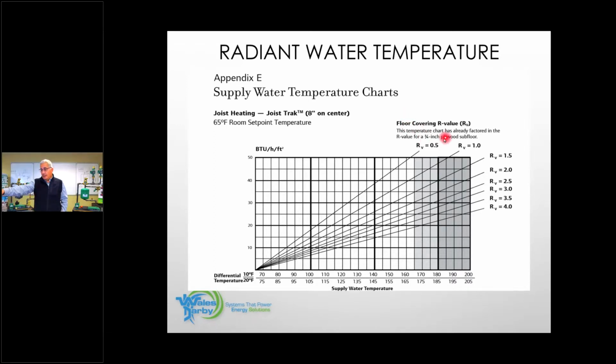So if I'm going to use tile, and I got BTUs on the side here, so 35 is going to be right about here. That's where it crosses, and I go down here. It gives me 2 water temperatures. All right, so if I'm right here and I go down, I'm probably going to be at about 135 degree water at a 10-degree delta. And if I go to a 20-degree, I'm probably going to be at 140-degree water. So pretty simple how we figured out the water temperature, okay? Any questions on that? Everybody comfortable with that?